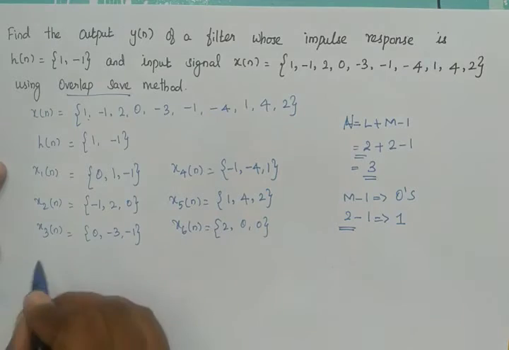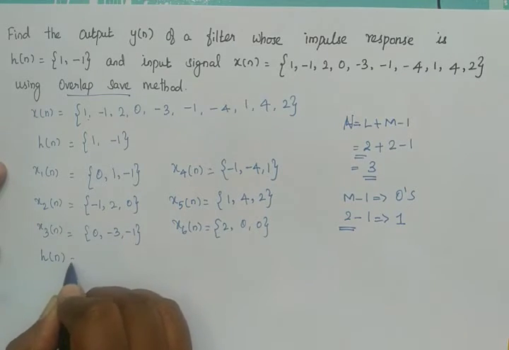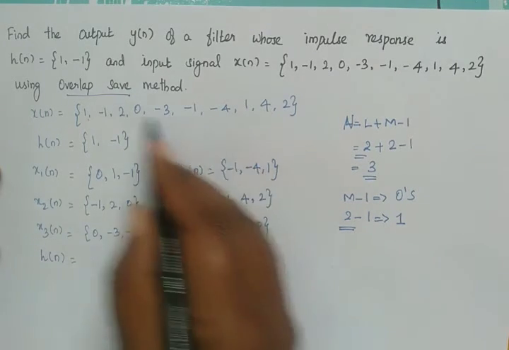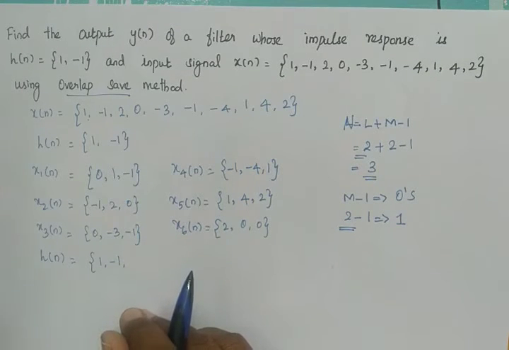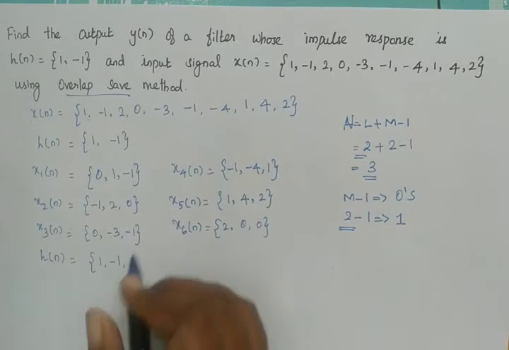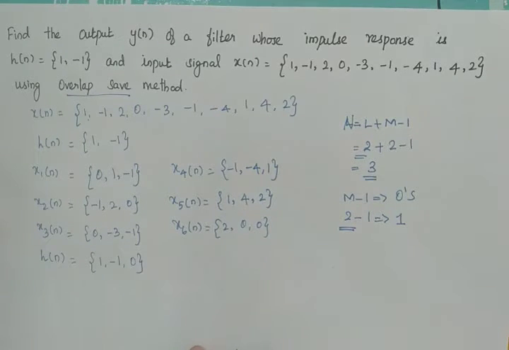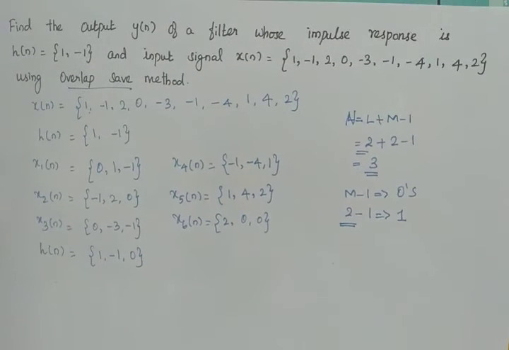Now what is h of n? h of n will be equal to 1 comma minus 1. Now it is not possible to do matrix multiplication by using this 1 comma minus 1, so we have to add 0 with this. Now let us perform the multiplication.